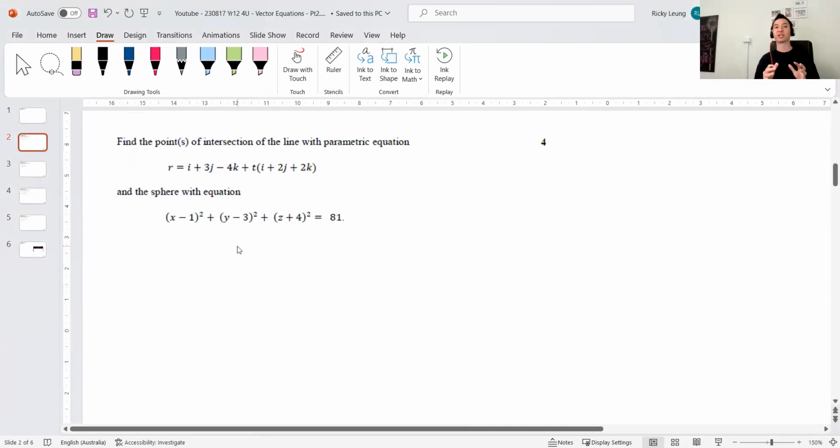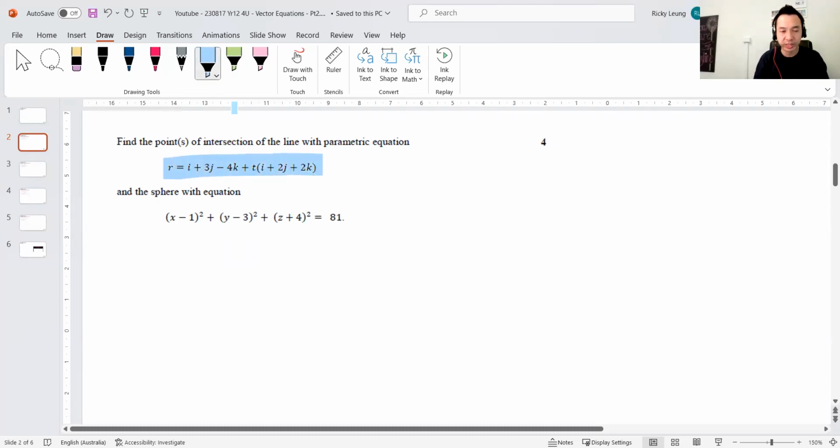Find the points of intersection between a straight line vector equation and a sphere. Very straightforward, guys. The approach is to express the vector equation in terms of its Cartesian breakdown, x, y, and z, and then we solve it simultaneously. Once you sub it in, you should get a quadratic of some sort that you can solve. That's generally the case. So let's get started. Find the point of intersection.